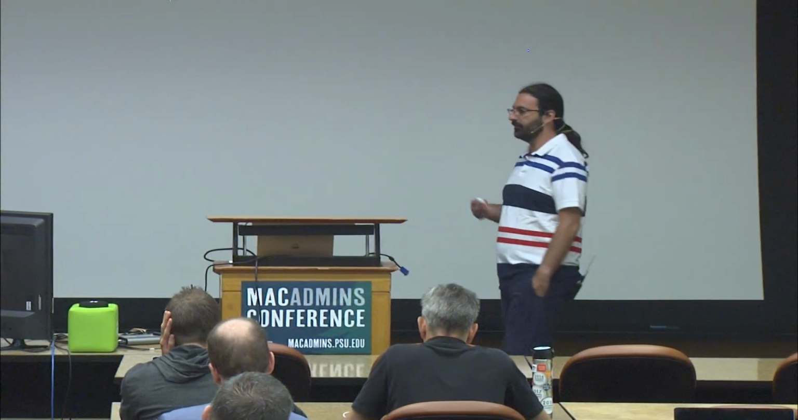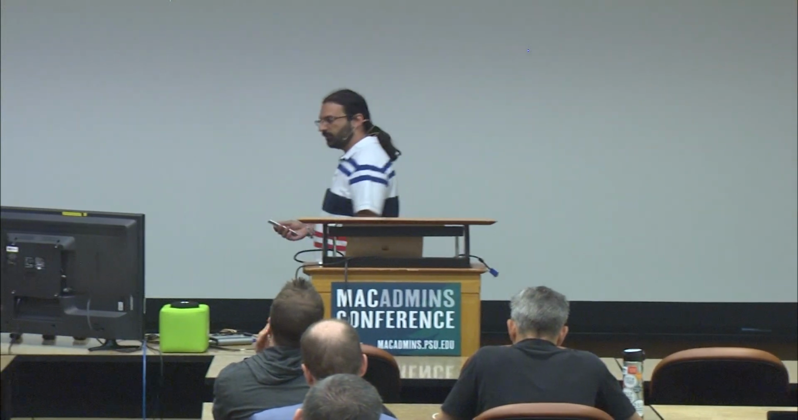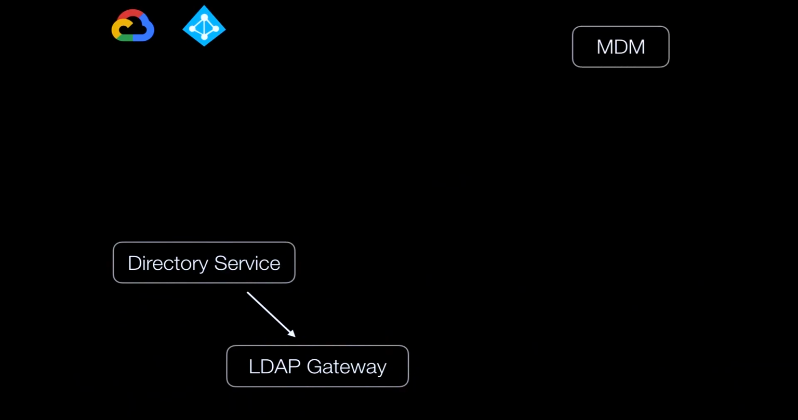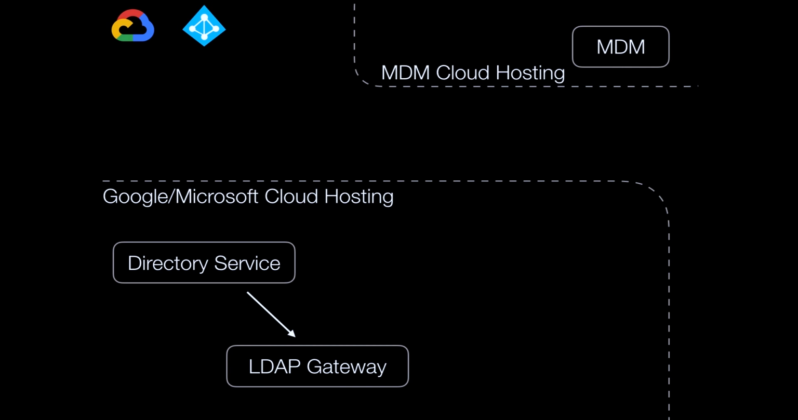So, in both cases, the setup architecture will be the same. We have the directory service provided by Azure AD or Google Cloud Identity. We will have an LDAP gateway somewhere. And we have an MDM. The thing is, if you are going full cloud, the directory service and the LDAP gateway on one side and the MDM on the other side are on two different cloud hosting providers. You won't find them on the same solution, except if you are using Intune or the Google MDM. And I don't think you want to use those two most of the time.